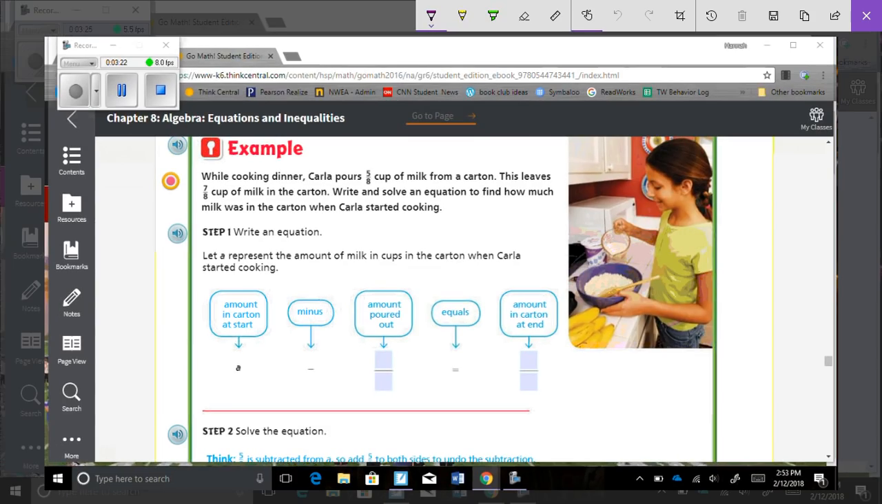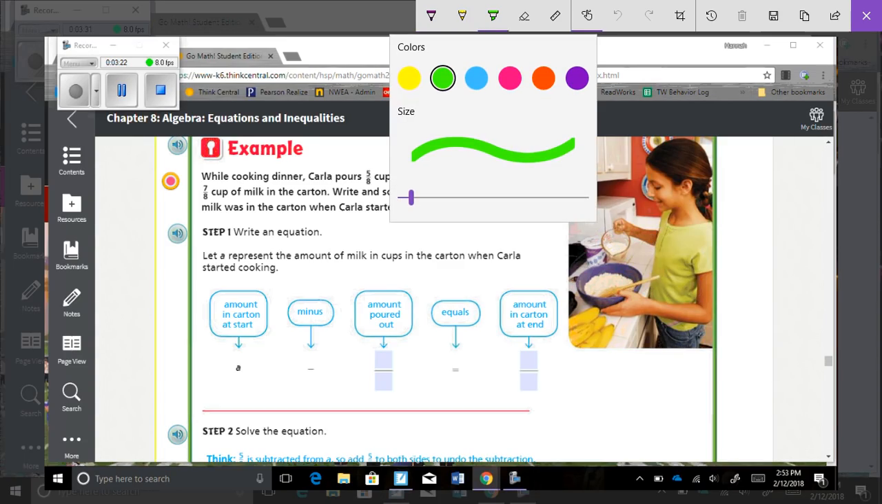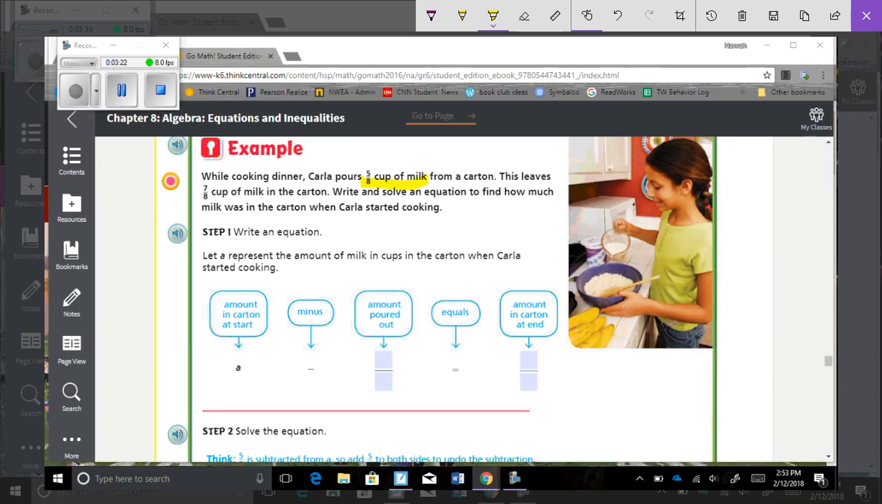While cooking dinner, Carla pours 5/8 cup of milk from a carton. This leaves 7/8 cups of milk in the carton. Write and solve an equation to find how much milk was in the carton when Carla started cooking. So step 1 is to write an equation. Let A represent the amount of milk in cups in the carton when Carla started.